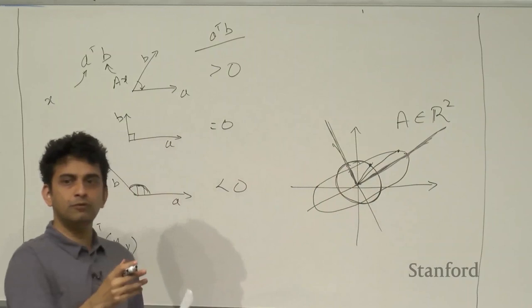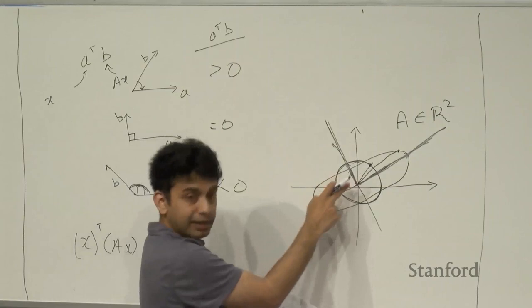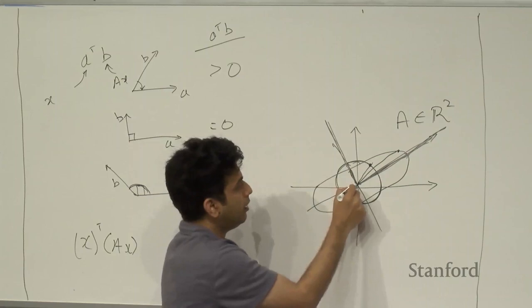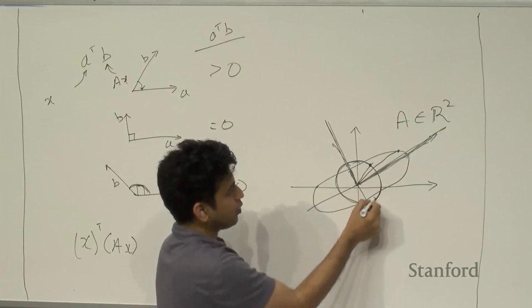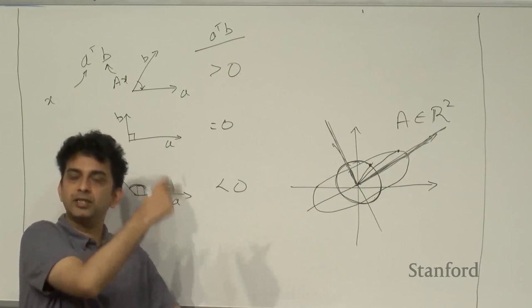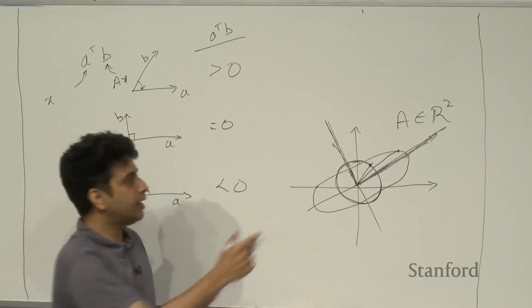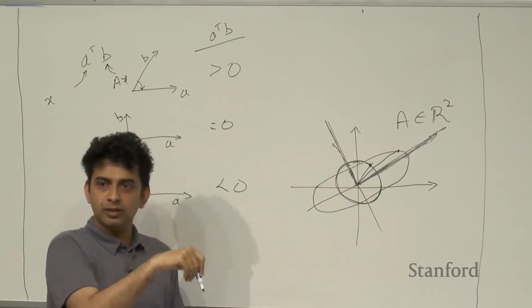If one of the eigenvalues was negative, so for example, if this eigenvalue was positive but this eigenvalue was negative, then a vector over here could have gotten mapped to something in this quadrant, which means its angle could have been bigger than 90 degrees, which means X transpose AX could have been negative, right? If you have all positive eigenvalues, then the eigenvectors act as pivots, where the vectors inside one quadrant remain in the same quadrant in the output space, right?